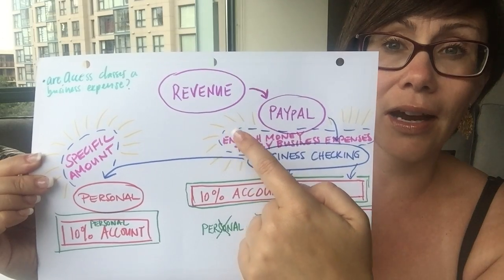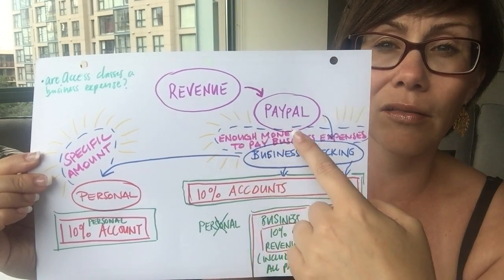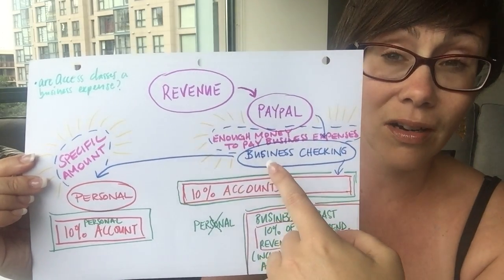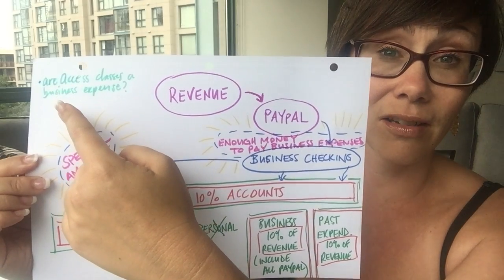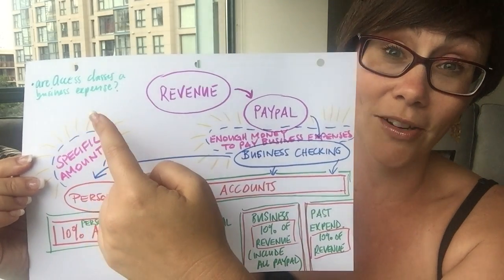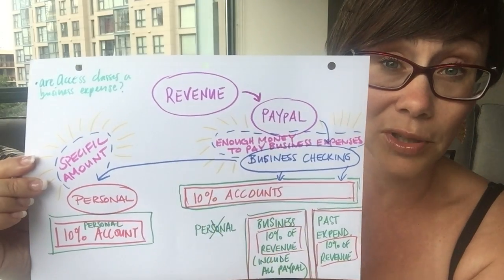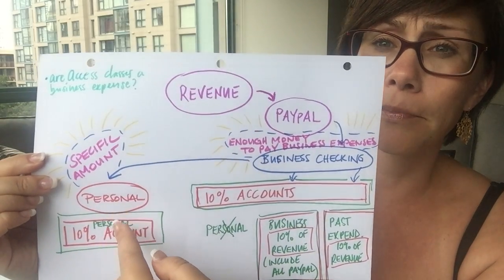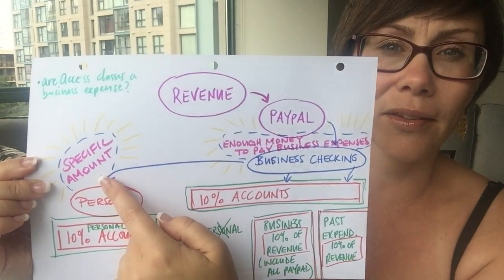I need to get more clear on what my business expenses are. One of the questions I have is whether access classes count as a business expense. Up to this point I've been treating them as one, but I don't actually know if they are. If you know that, put it in the comments below. And I need to get clear on what I'm paying myself.